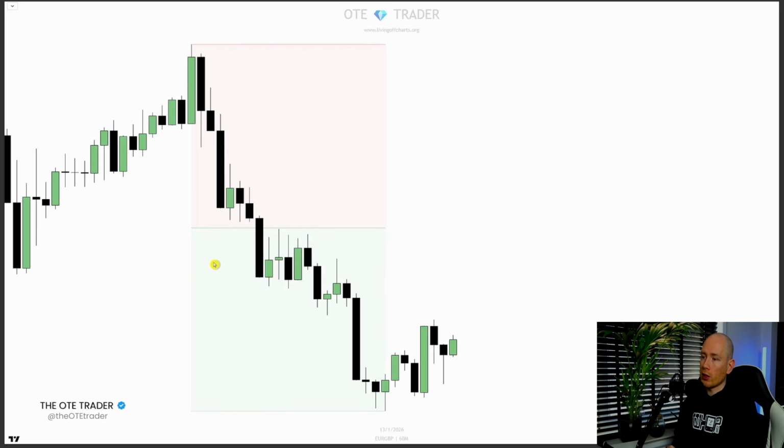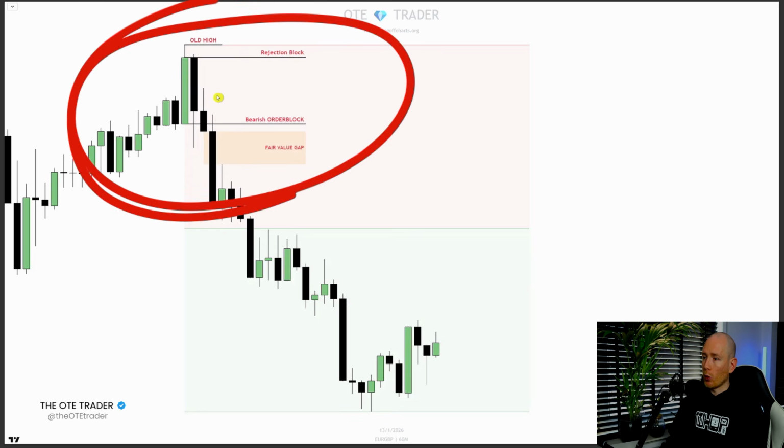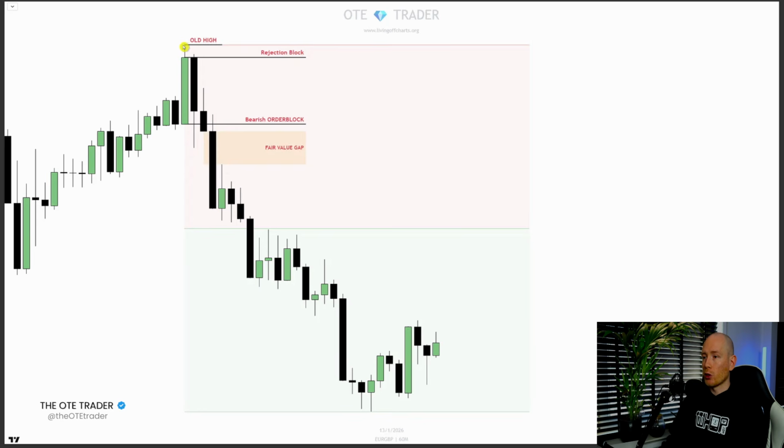So if I go to the next slide, I've outlined a couple of PD arrays, which are most important in my opinion. And we start off with the old high, of course. This is the highest premium you can get. And attached to that old high, there is a rejection block.